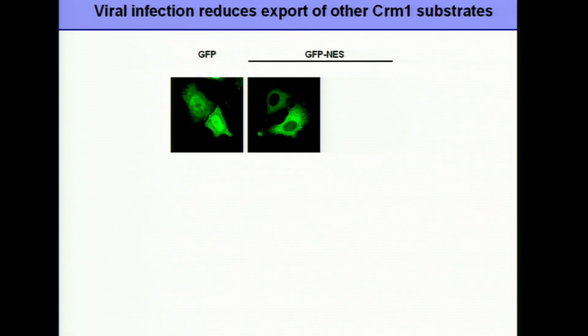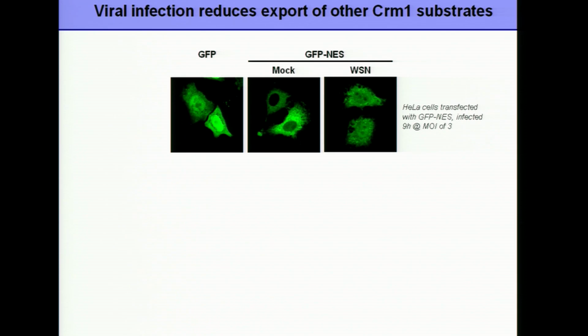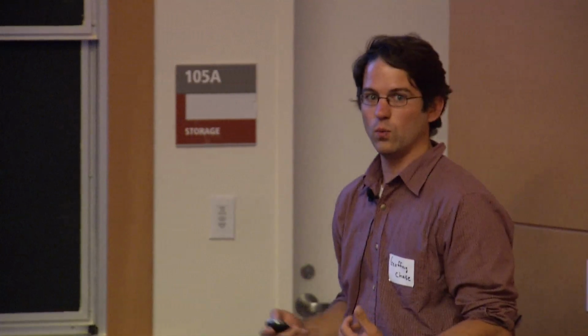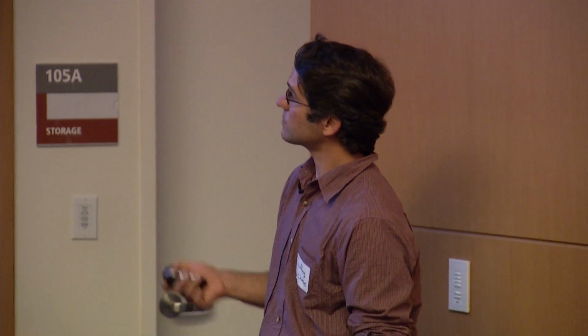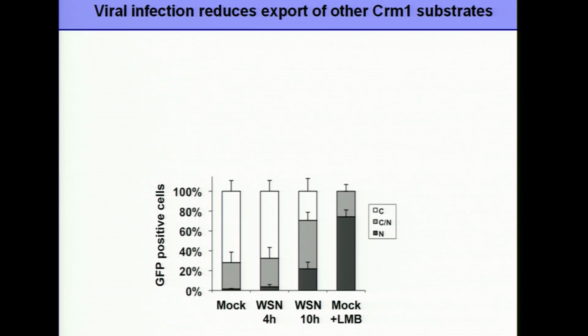And to measure this, we took a marker for Crm1 export, a GFP with a nuclear export sequence from Rev fused to it. And as you can see here, at a late time point of infection, there is in fact a significantly greater amount of GFP found in the nucleus of infected cells than uninfected cells, which suggests that non-viral Crm1 substrates are exported less well from the nucleus when vRNPs are being exported. And we also looked at this data statistically, and as you can see, this only happens at a late time point of infection when vRNPs are being exported.